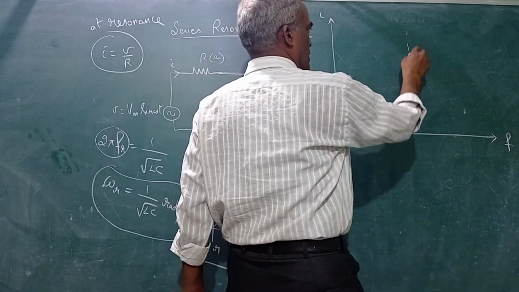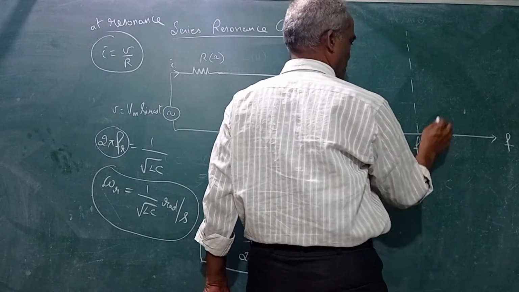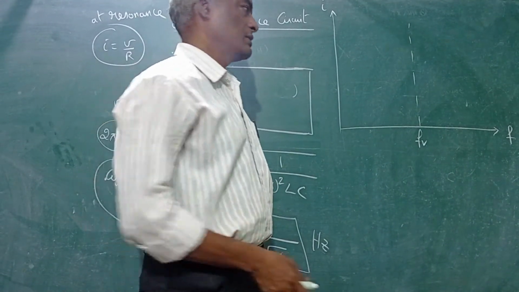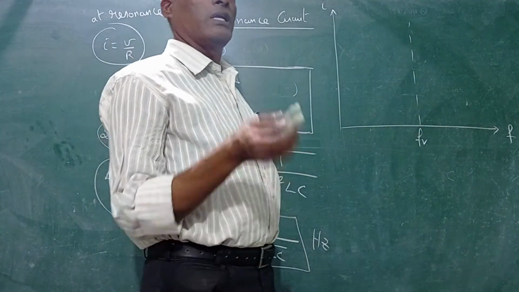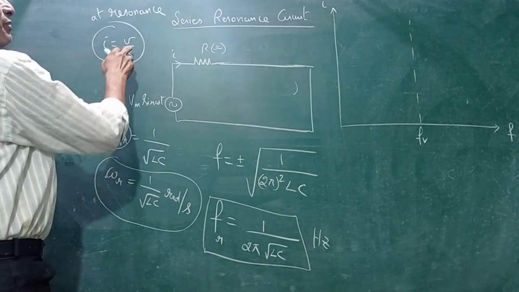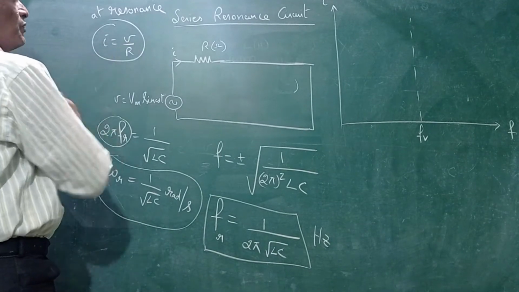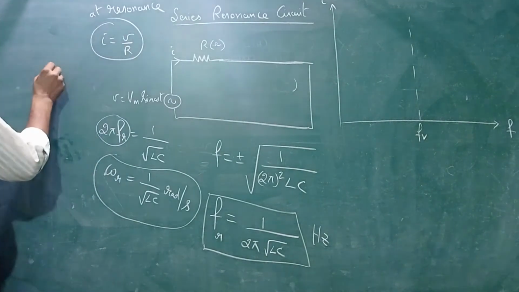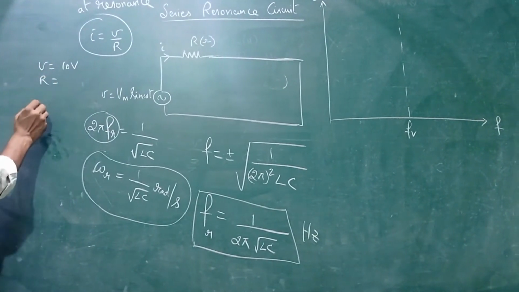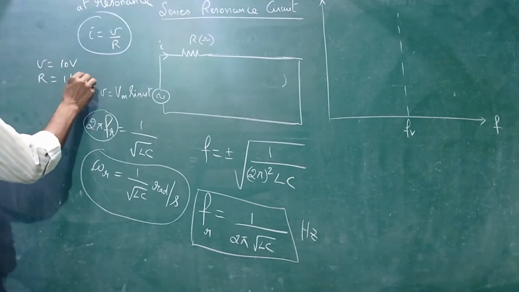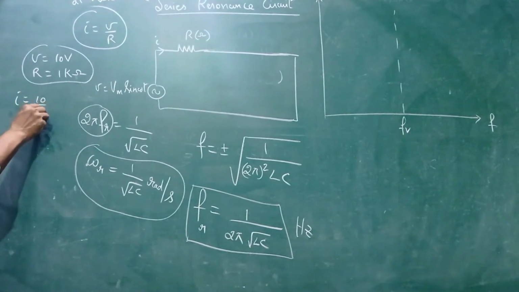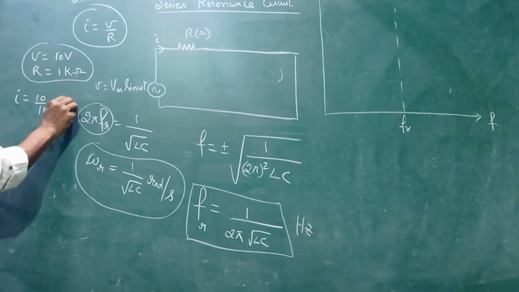At resonant frequency, assume this is the resonant frequency FR, maybe 100 kilohertz, 200 kilohertz or 1 megahertz. I told you at resonant frequency current will be maximum. So what is that current? That current is I is equal to V by R. For example, if V is equal to 10 volts and R is equal to 1 kilo ohm, then I is equal to V by R, 10 by 1k, which is equal to 10 milliamps.